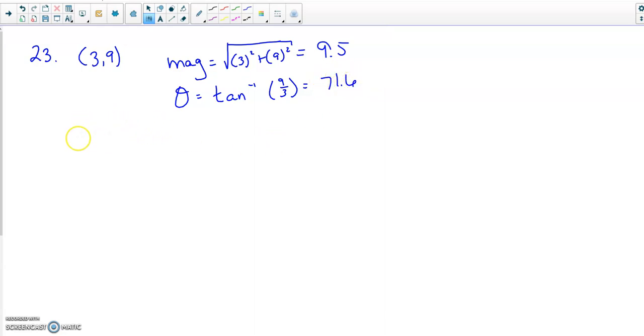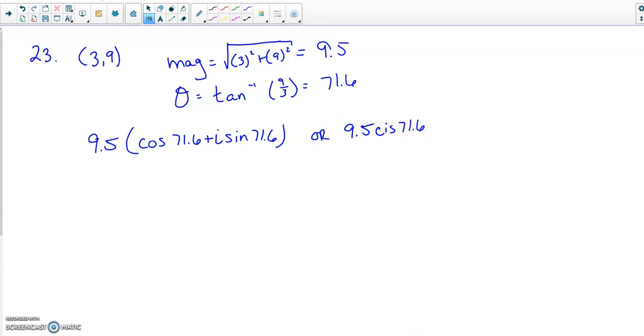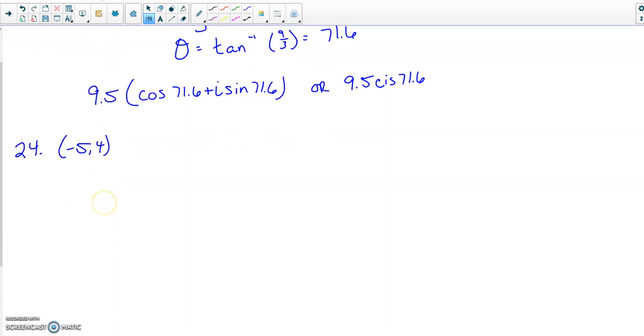Okay, so to pull this into a polar form, 9.5 cosine of 71.6 plus I sine of 71.6. Okay. Or you can do the short version, 9.5 CIS 71.6. Okay. So 24 is negative 5 and 4. So we're going to find magnitude.